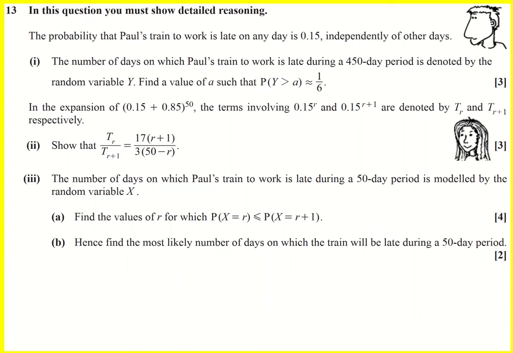This is a challenging binomial distribution question. First things first, we've got a train that's either late or not late. The probability that it's late is 0.15. That's going to be our probability of success, P. We're told that the events are independent.